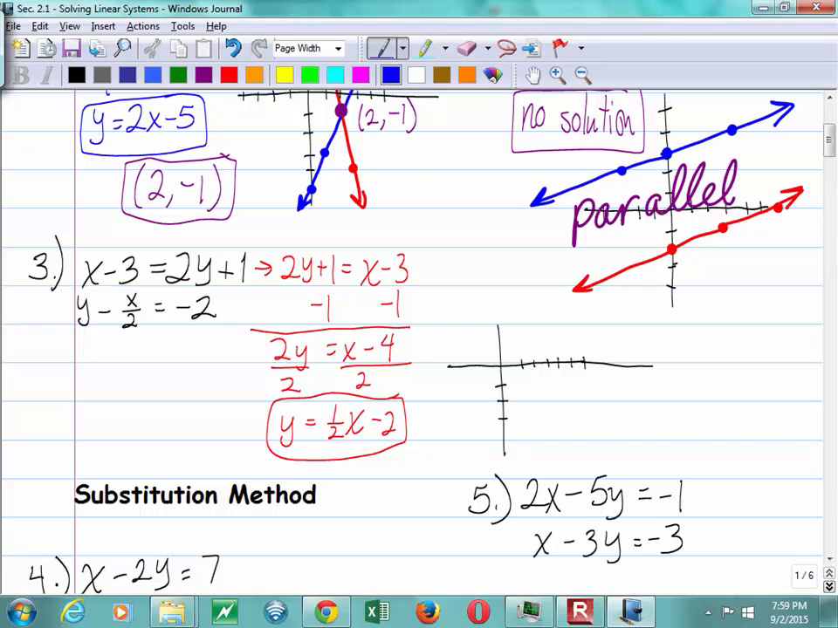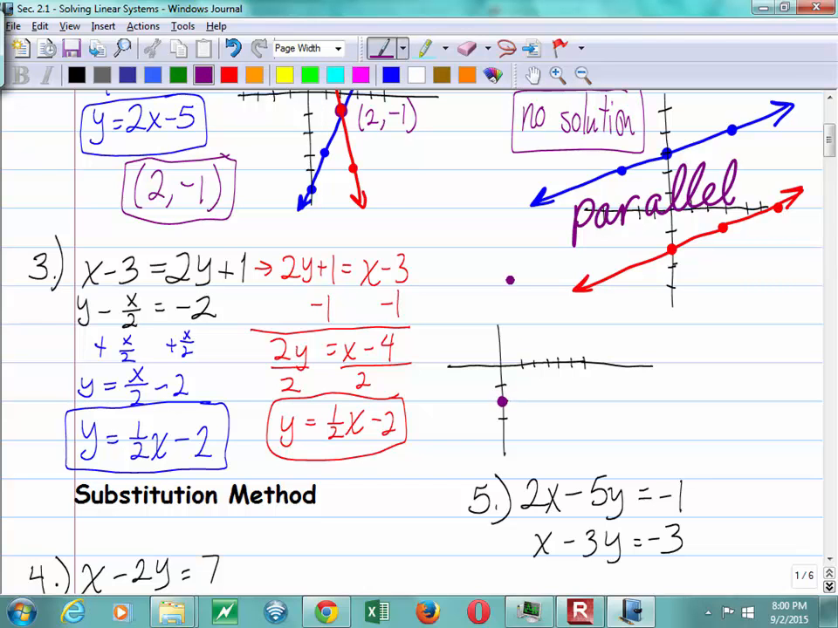And then on the second equation, I would add x over 2 to both sides. So y equals x over 2 minus 2. And x over 2 is really the same thing as 1/2 x. Whoops, that's supposed to be minus 2. So, in fact, these two equations are actually the exact same equation. Okay, so I'll go ahead and graph that one line. Y-intercept is negative 2, slope is 1/2, so up 1 over 2.